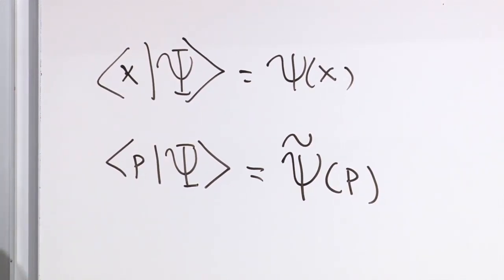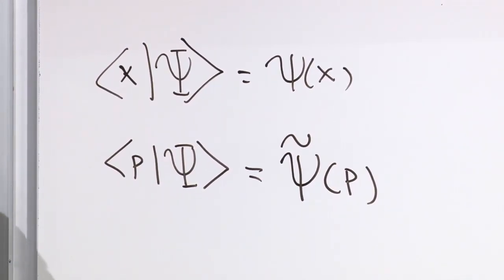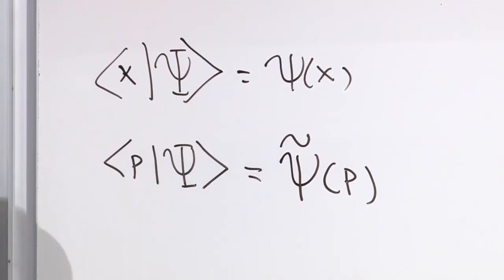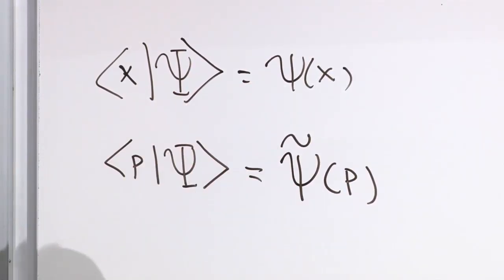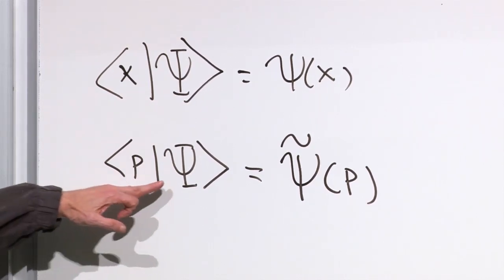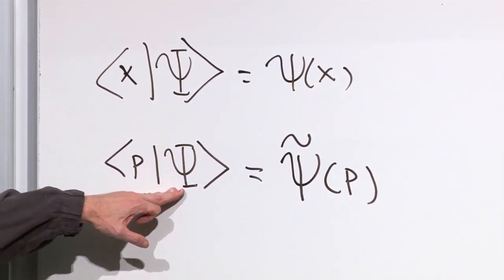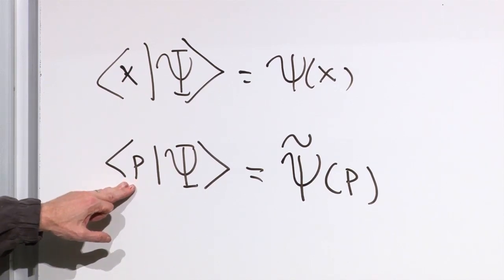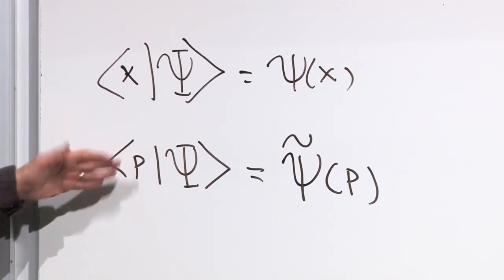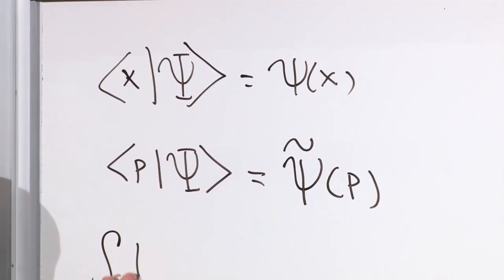How do we calculate this? Let's suppose we know the x representation of the state vector, psi of x. How do we calculate this? Well, we take the inner product of the state vector psi with the vector p. But we know what that is. That's the integral dx.